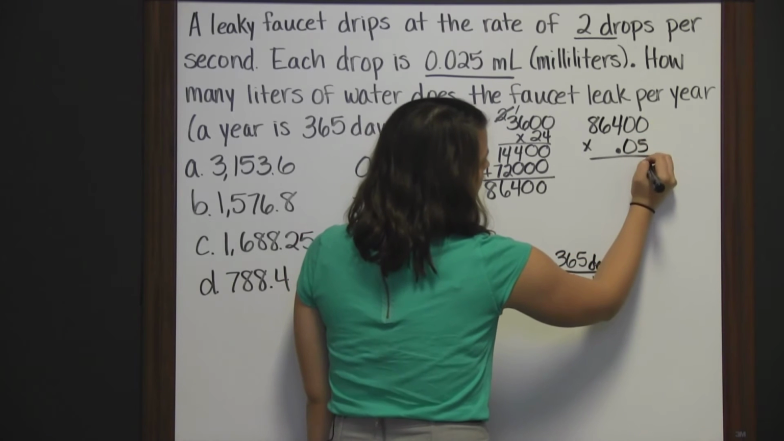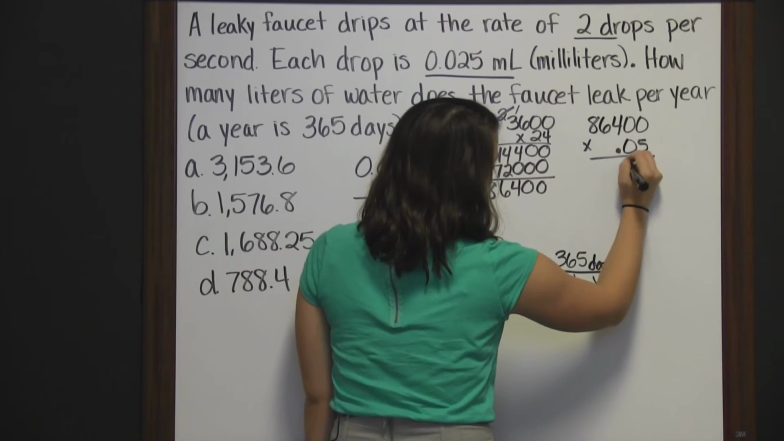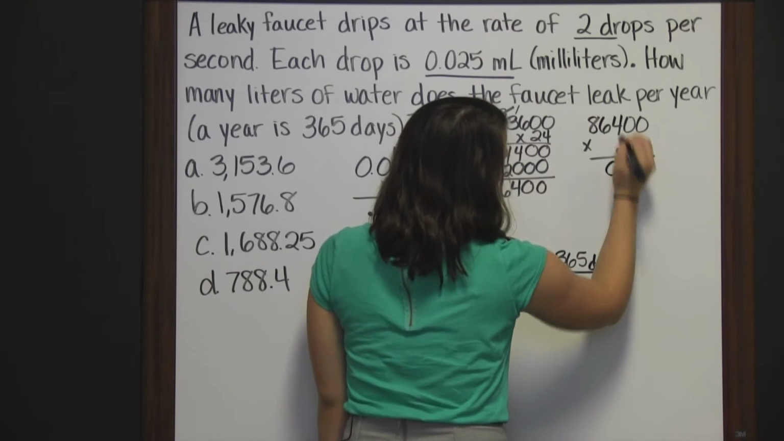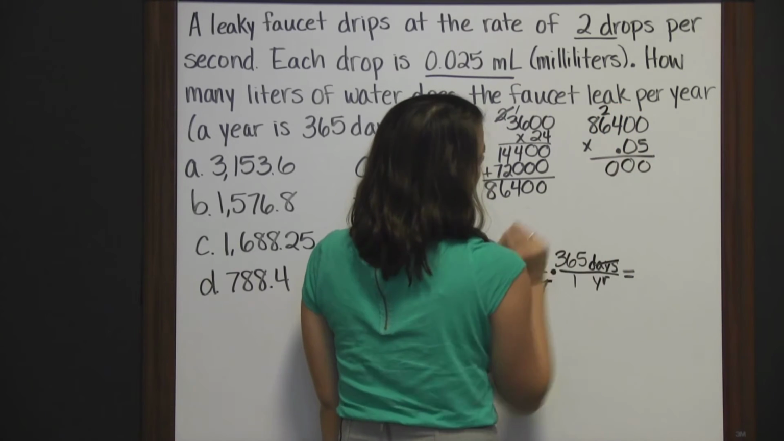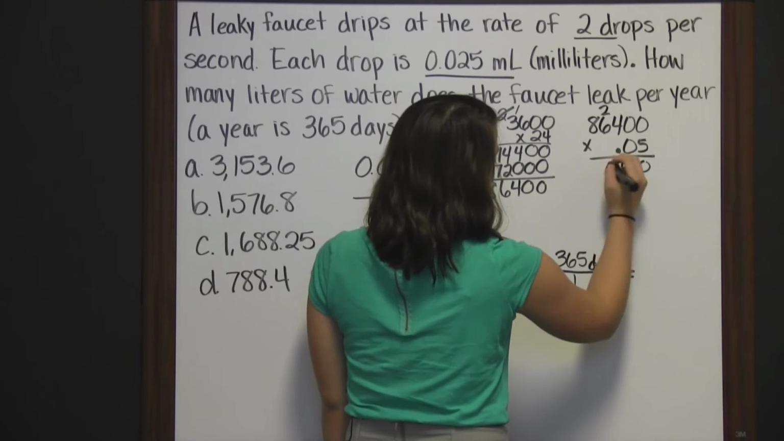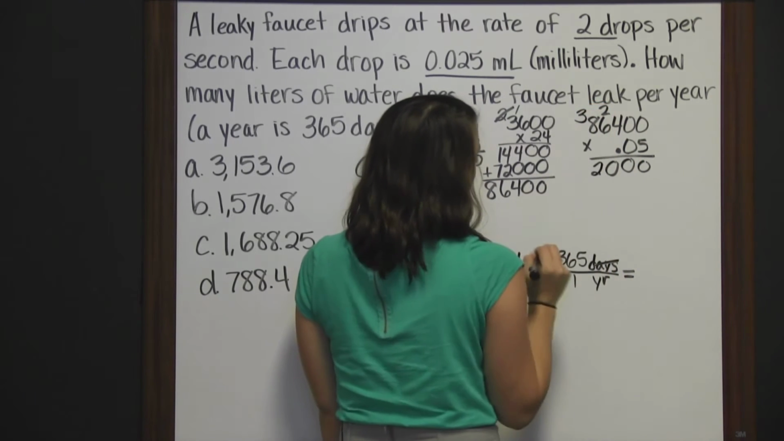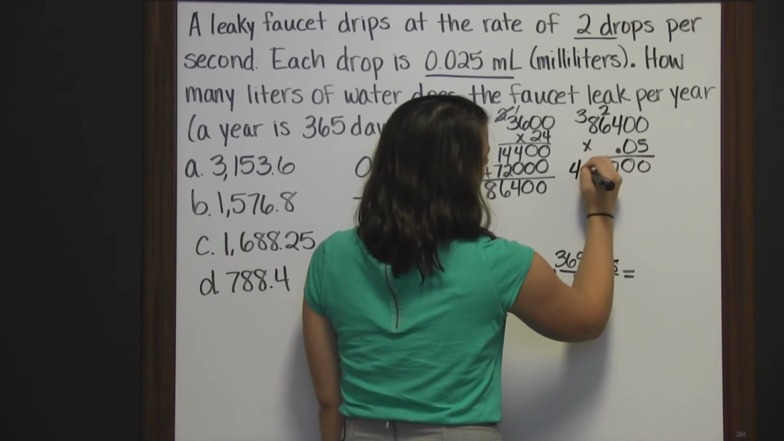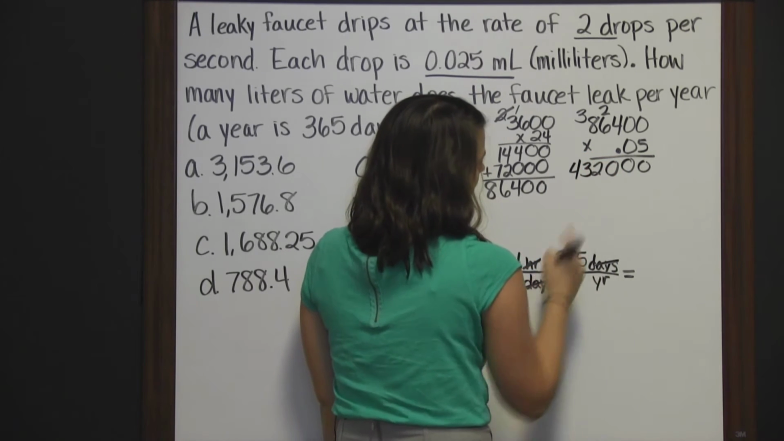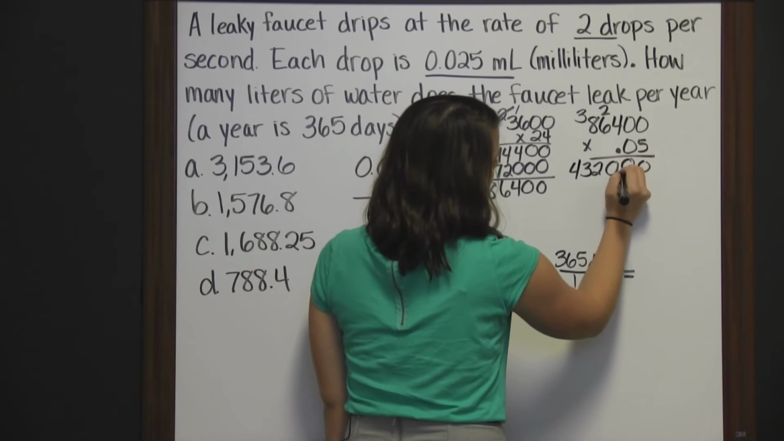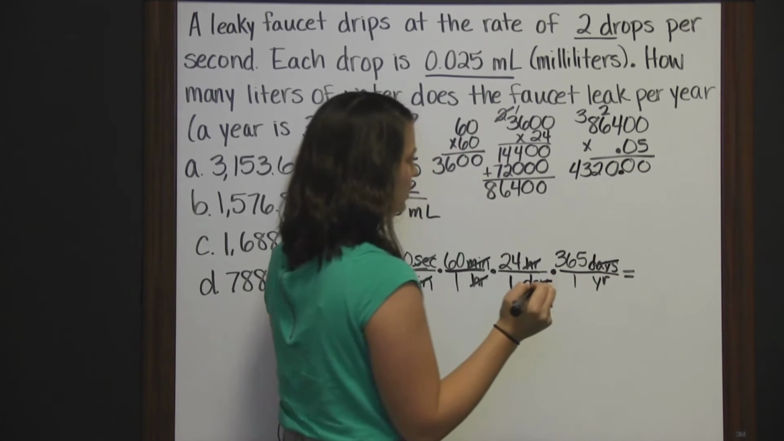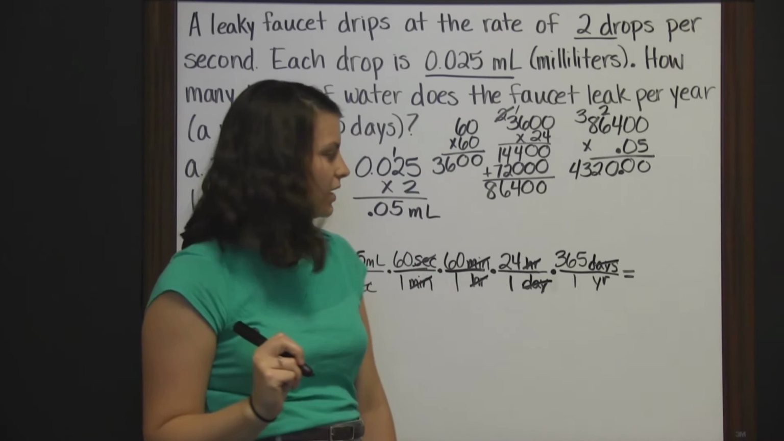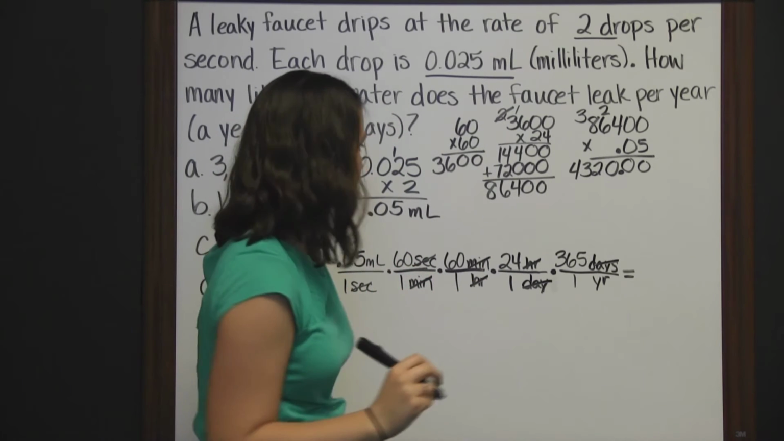So 5 times 0 is 0, 5 times 0 is 0, 5 times 4 is 20, carry the 2. 5 times 6 is 30, plus 2 is 32, carry the 3. 5 times 8 is 40, plus 3 is 43. And we have three numbers behind the decimal, so our answer should also have that many numbers behind the decimal. And then we have one last number to multiply by, and that's 365.